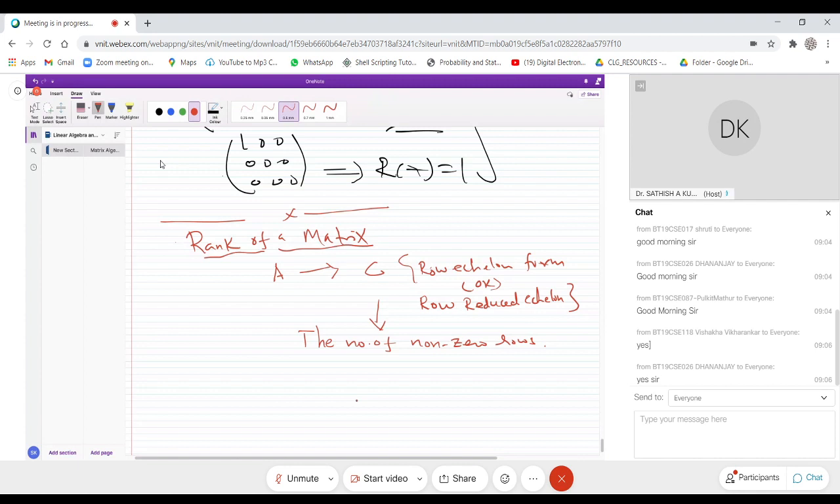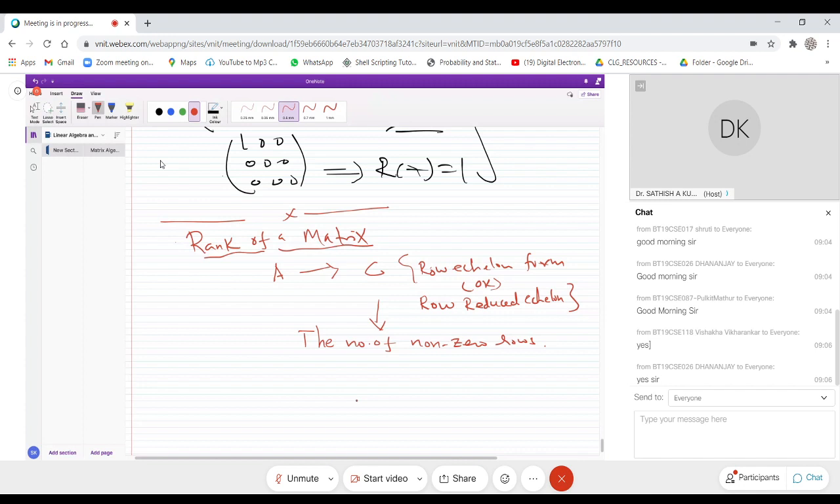Okay, so that's what we say in the rank of a matrix: the number of non-zero rows in the row echelon form is called the rank of a matrix. Because we are using an elementary row operation, sometimes it is called the row rank of a matrix. Okay, but the row rank of a matrix will be the same as the column rank of a matrix. So you don't need to specifically find a row rank and a column rank, because both will be the same. The row rank will be equivalent to the column rank.